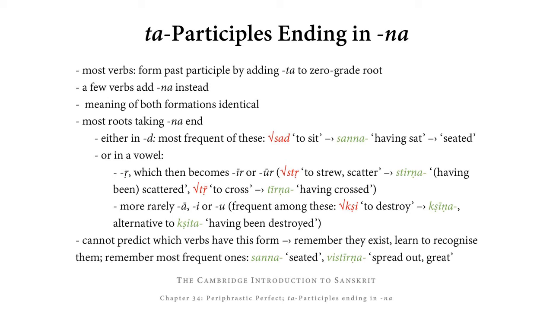As we said a second ago, we cannot predict which verbs have this na participle. So from a practical point of view, what we need to do is remember that such na participles exist. We need to learn to recognize them, and we should remember the most frequent ones, which are sanna, meaning seated, and on the basis of strna, we get prthu, or rather stirna, which means spread out, and therefore great.